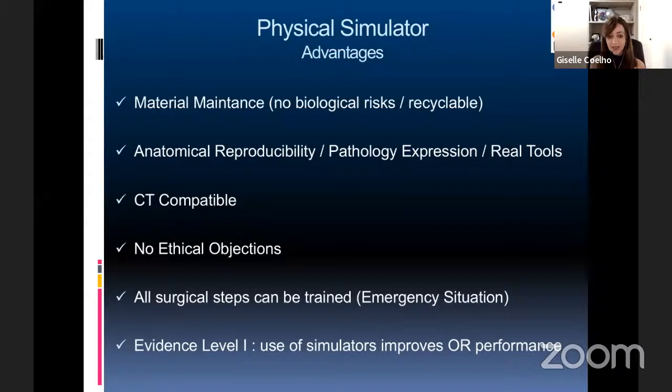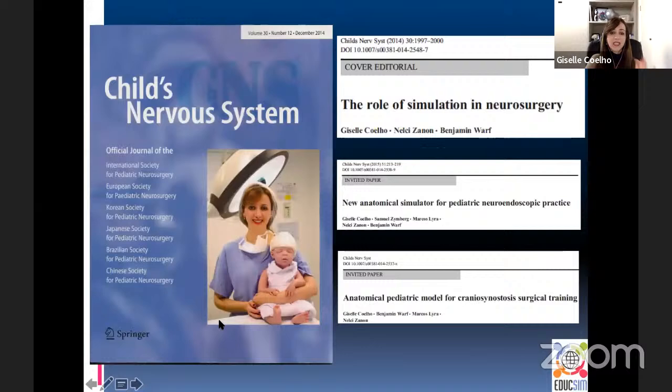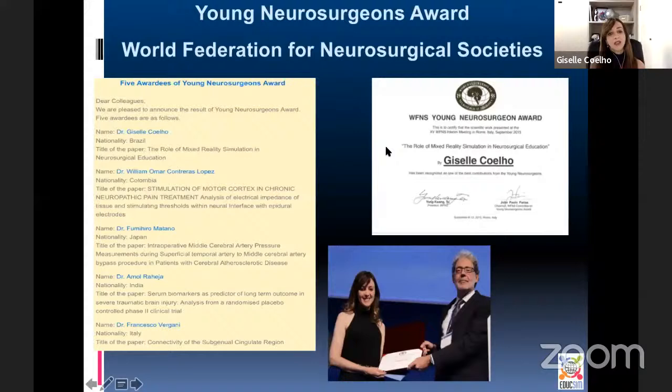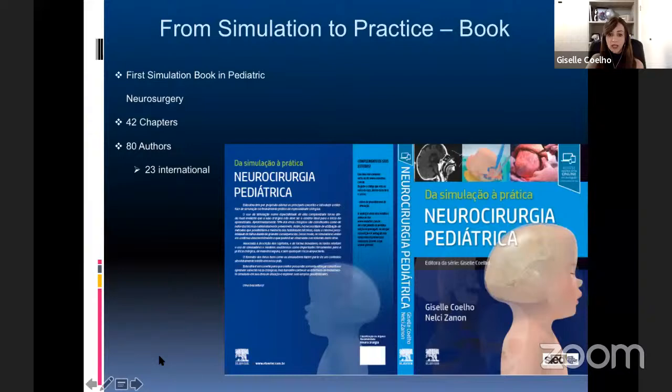All surgical steps can be trained, especially for emergency situations, because they offer the possibility to train those kinds of situations too. And as we know, there is level one evidence that the use of simulators improves operating room performance. And here we had the honor to be on the cover of Child's Nervous System, and there are some publications about this kind of training and its impact on neurosurgical education. And here we had the honor to receive this Young Neurosurgeon Award because of this use of mixed simulation. And we also published, together with Dr. Nelci, the neurosurgical book talking about simulation.